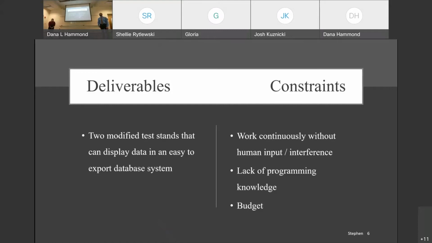The constraints of this project, however, are that any modifications made to the test stands can't interfere with the process in any form, and have to act as passively and contactless as possible. Any modifications also have to allow the system to operate continuously without human input, as if there is no one present in the lab at the time it is running.